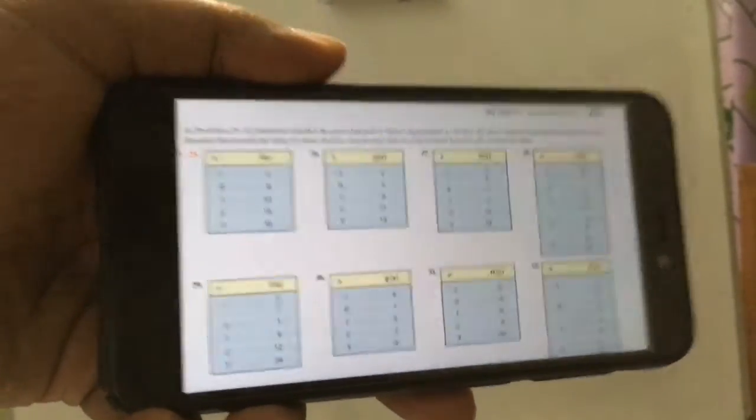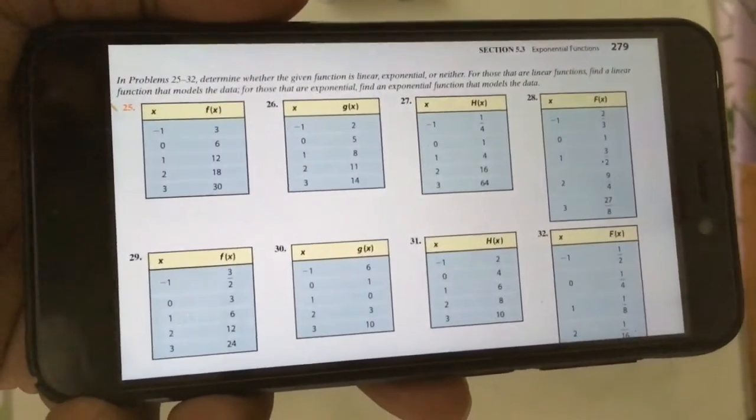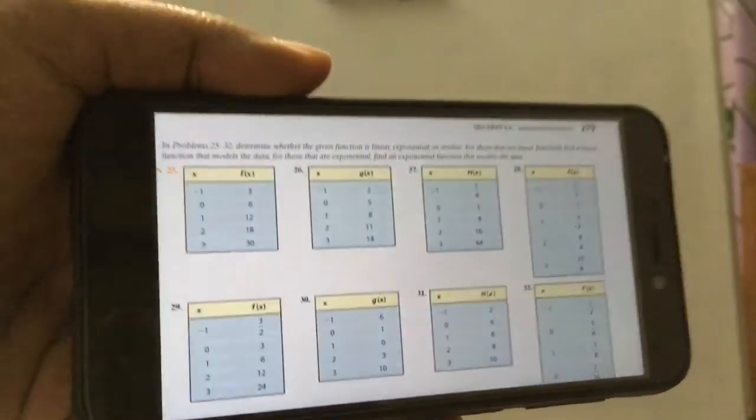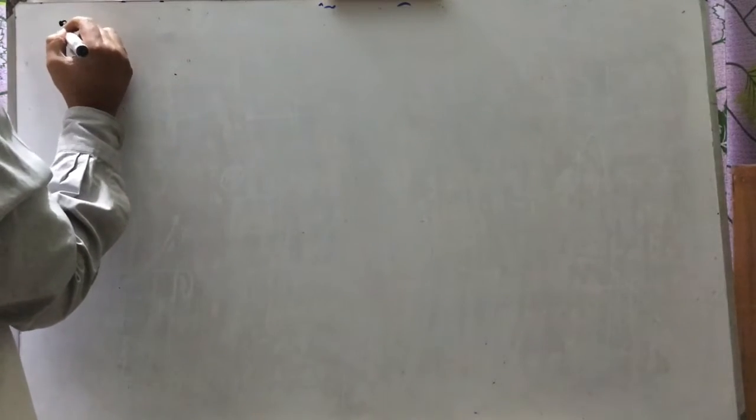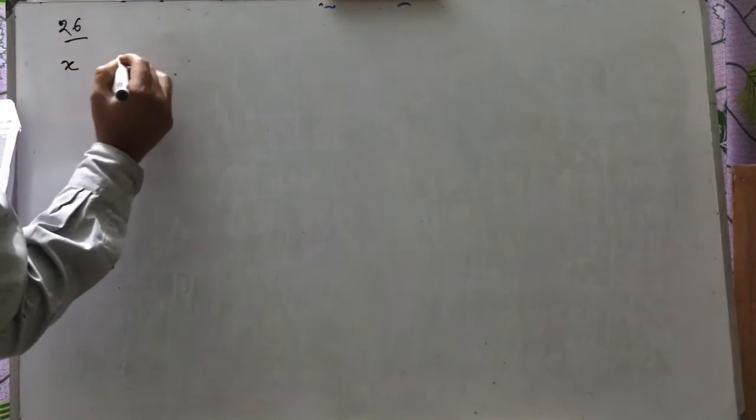I hope you have the worksheet, keep it in your hands so that you can actually check when I'm doing this maths. All right, I will start now. I think I have a plan: I should do number 26 and 27 first. If I do 26 first, at least two maths will be done elaborately.